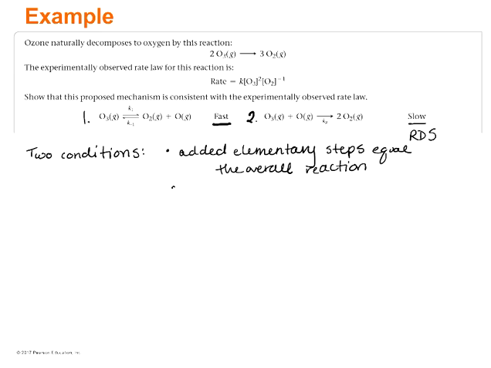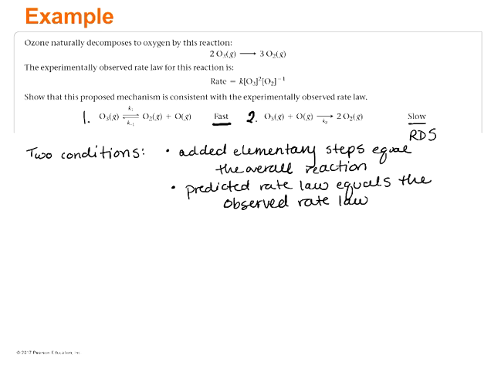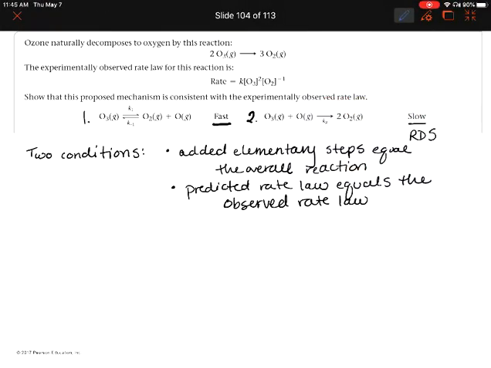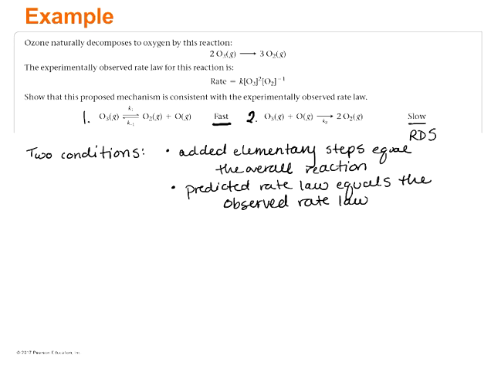Or the overall reaction. And then second, we need to make sure that the predicted rate law equals the observed rate law, so the experimental rate law. Okay, so let's add the two elementary steps together and make sure that they add up to our overall reaction. And I'm just going to leave out the states of matter because that's not what we're really concerned with here.